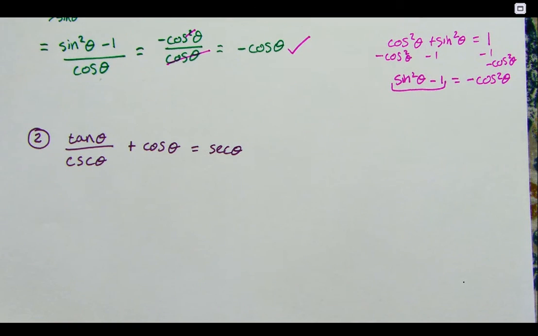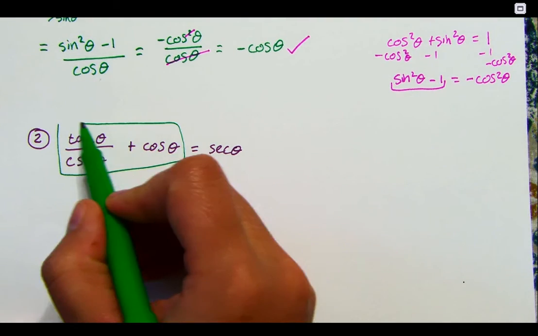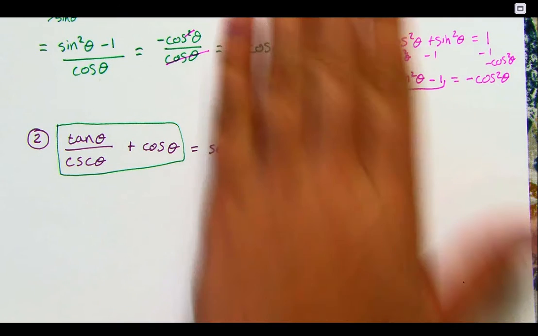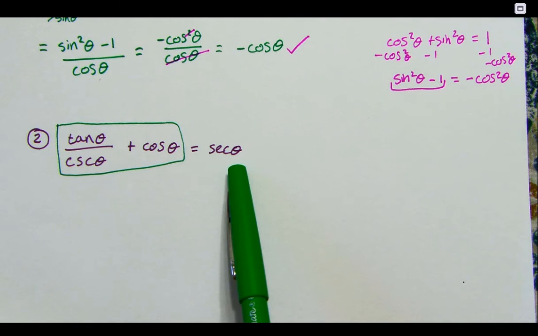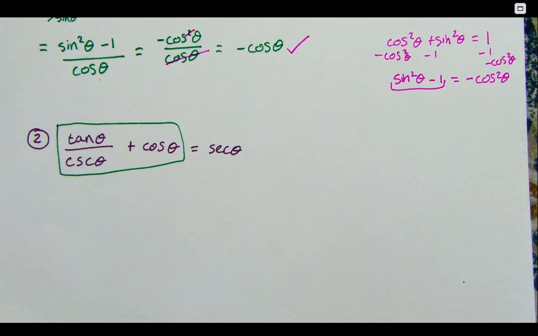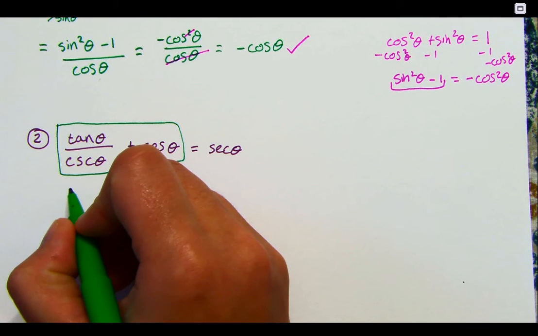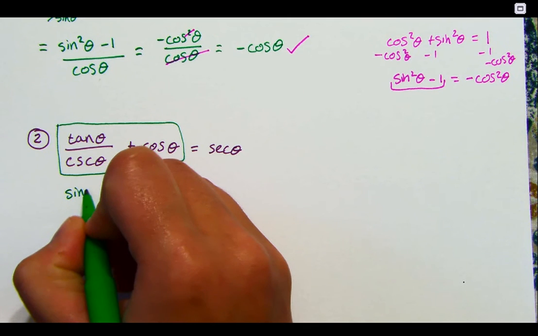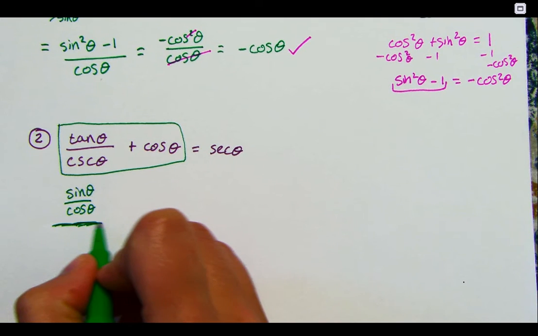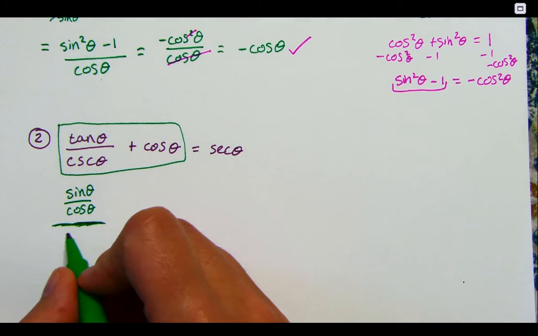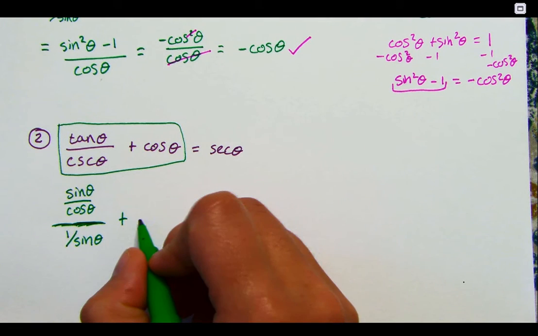All right, so again, we are going to start with the more complicated side. So again, we're going to be focusing on this side. So I'm just going to pretend that my secant isn't there for right now, and I'm just going to focus on simplifying this as much as I can until I get to this, and then I know I'm done. So again, I'm going to start with the tangent, and I'm going to rewrite that using its quotient. So that will be sine theta over cosine theta. And at the same time, I'm also going to use the reciprocal of the cosecant. So this will be 1 over sine theta, and then plus cosine theta.